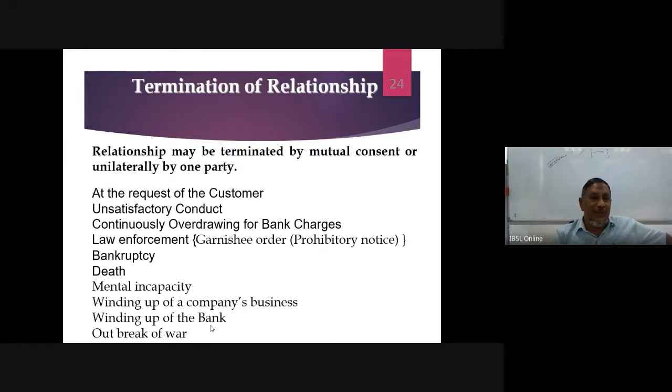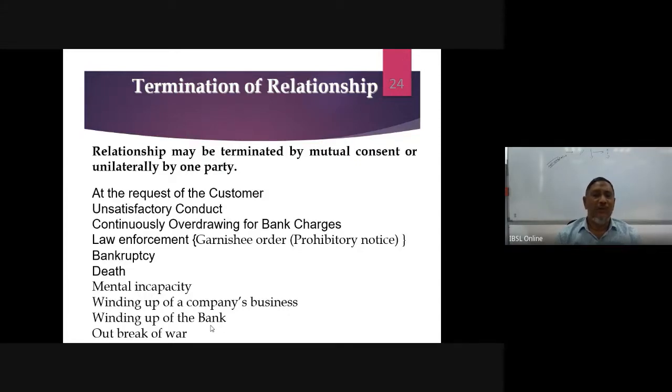All right. Now let's go for the termination finally. And we see termination of the relationship. A relationship may be terminated by mutual consent or unilaterally by one party. At the request of the customer, any time we can terminate the relationship, that is, close the account. Right? At any time, the customer can request to close the account.